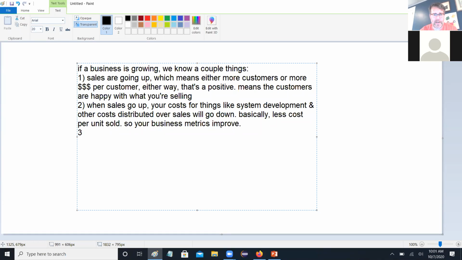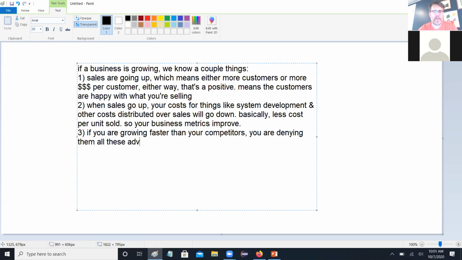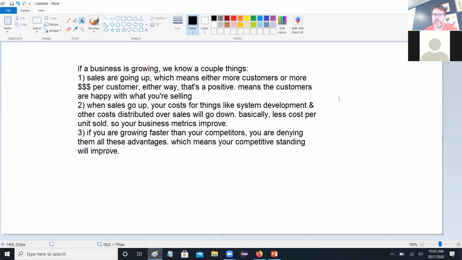Okay, so that's good. Last thing, number three, if you are growing faster than your competitors, you are denying them all these advantages, which means your competitive standing will improve. So for those three reasons, if your business is growing quickly, number one, that's a good sign about your business model itself. Number two, your costs of selling stuff are going to go down. And number three, you're taking that ability away from your competition. These are all very good things.